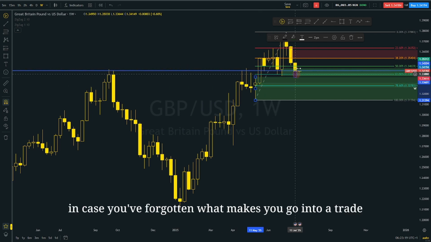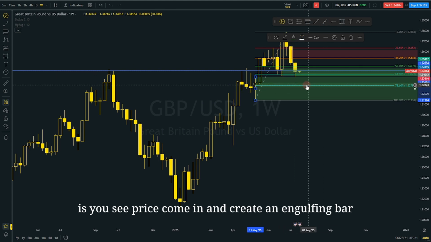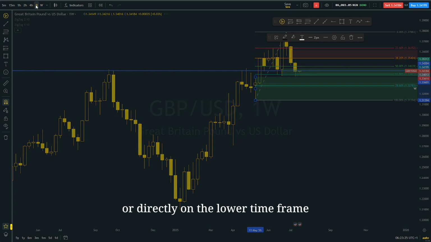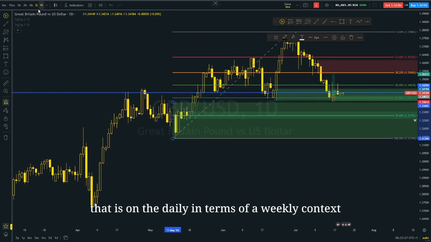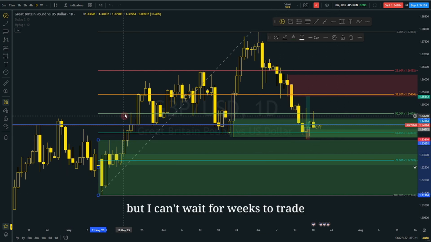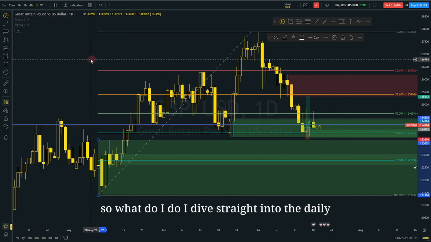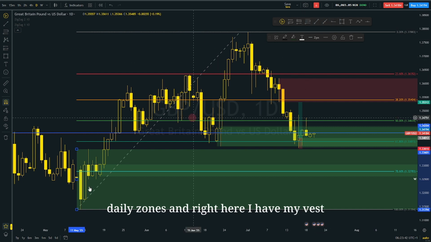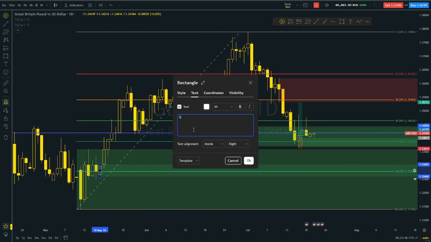What makes you go into a trade is you see price come in and create an engulfing bar in that same time frame, or directly on the lower time frame, that is on the daily. In terms of a weekly context, you're waiting for price to create a choke within that zone. But I can't wait for weeks to trade, so what do I do? I dive straight into the daily. On the daily, I want to create daily time frame zones, and right here I have my very first daily demand zone.